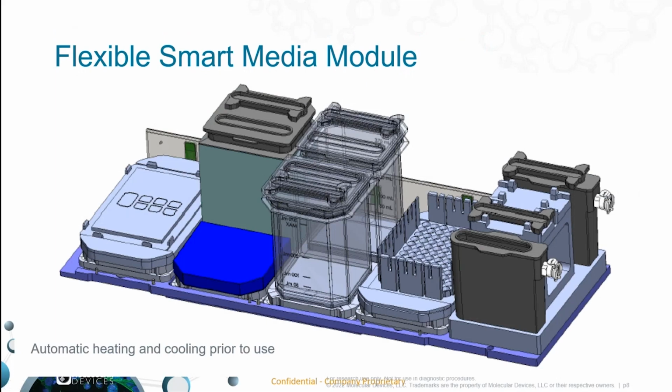This again is an even closer look at the smart media module. Again, you can see the little media troughs, which hold up to 370 milliliters of media. They can come either insulated or without insulation. As I mentioned, there is the possibility to steer the media if this is required, and we do have different adapters to efficiently cool or warm plates that can be placed in these positions as well.